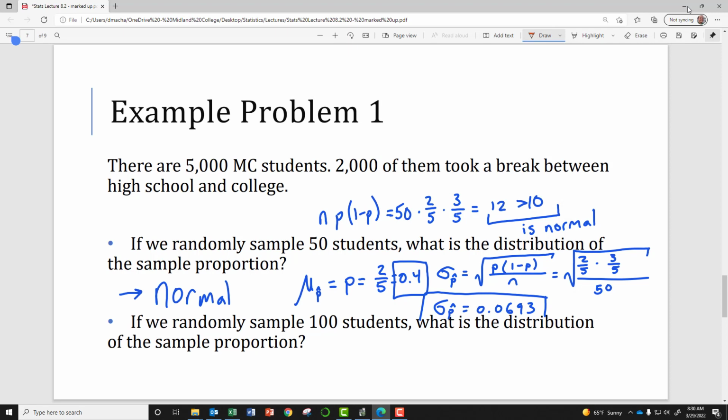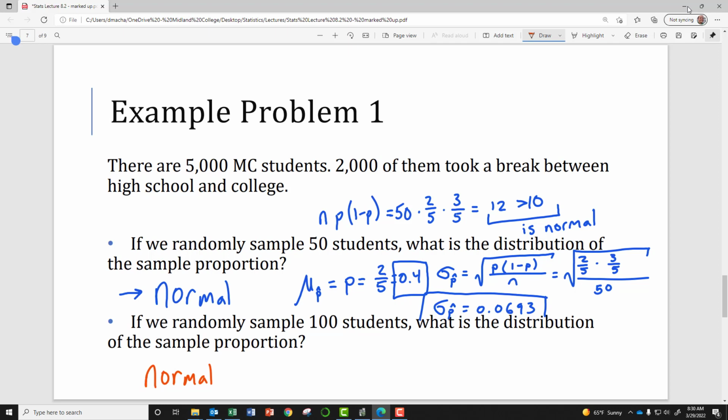Now below this, we have, what if we were to randomly sample 100 students? Well, I know that it's still going to be normal, because if 50 times p times 1 minus p was greater than 10, then 100 times p times 1 minus p, well, that's going to be twice as much. And so this is definitely going to be normal.